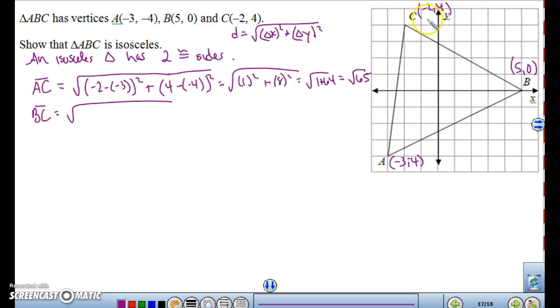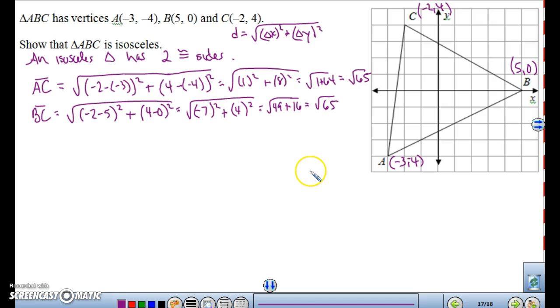Now, let's try the same thing with BC. We're going to use the coordinates for B and C. So the difference between the x's would be -2 minus 5, quantity squared, plus 4 minus 0, quantity squared. So I did this one minus this one. It doesn't matter the order that you do it as long as you're consistent. -2 minus 5 is -7 squared. 4 minus 0 is 4 squared. So that would be -7 squared is 49 plus 16, which is equal to the square root of 65.